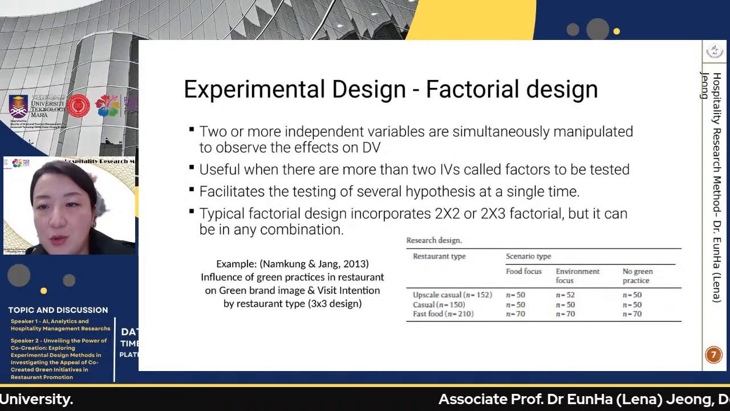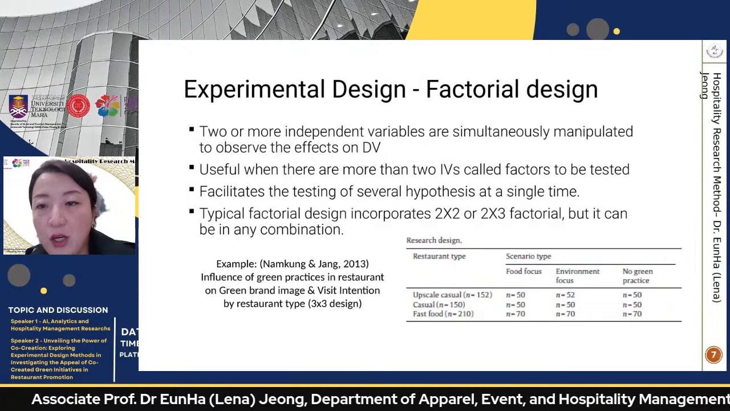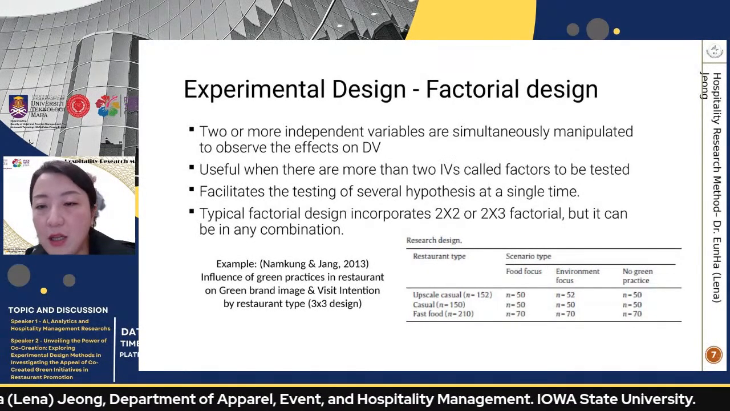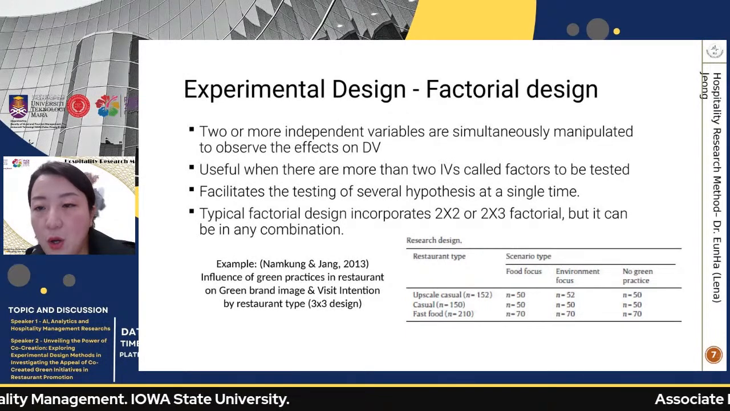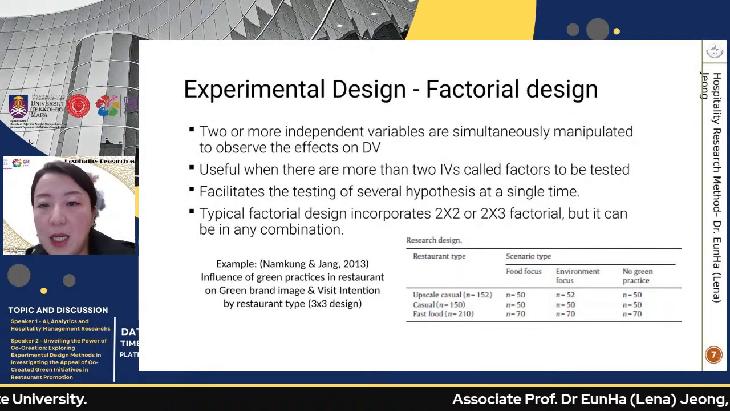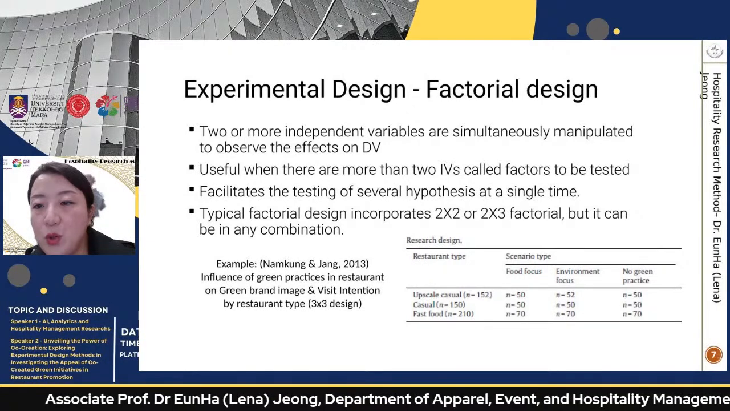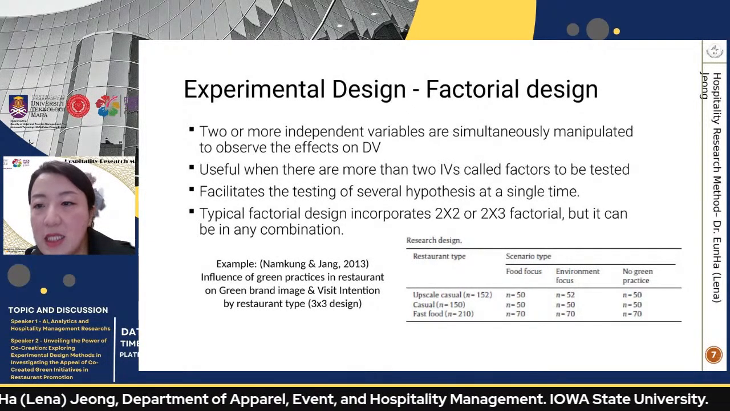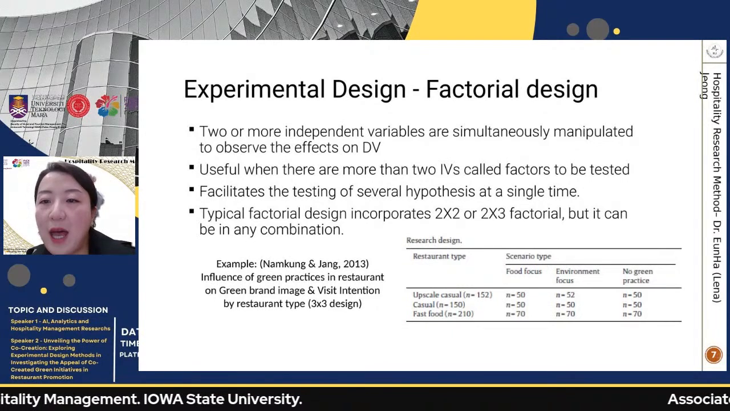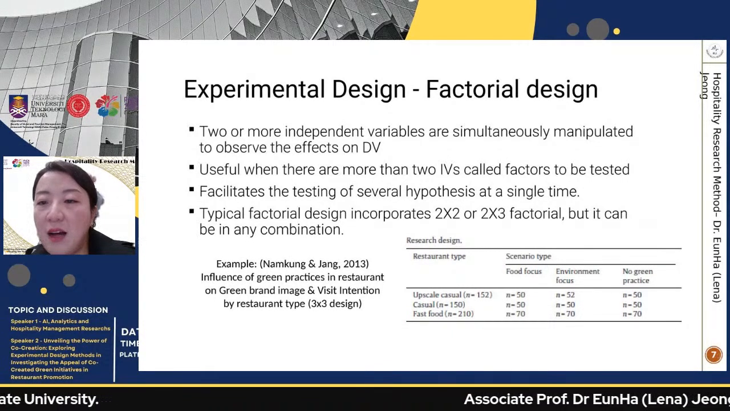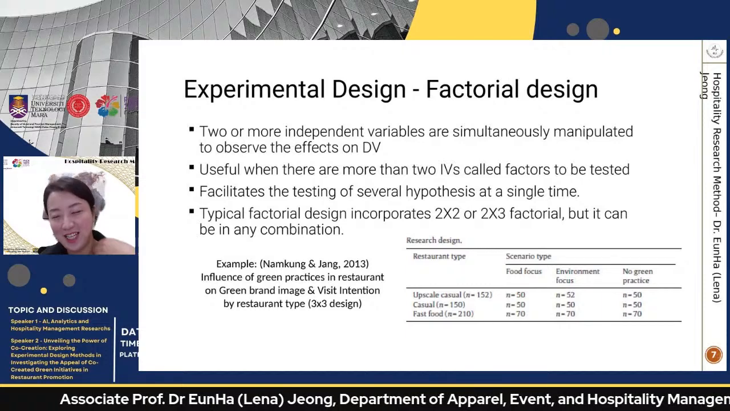And they looked at this by restaurant type. As you see from the table, they tested 3 different types. So restaurant type is one of the factors, one of the variables. It has 3 different levels: upscale, casual, and fast food. And they have another factor, another variable, the type of green practices, which also has 3 different levels: food-focused green practice, environmental-focused green practice, and control, which is no green practices. So they have 2 factors, and each factor has 3 levels. That becomes a 3 by 3 design. I hope you understand it correctly.